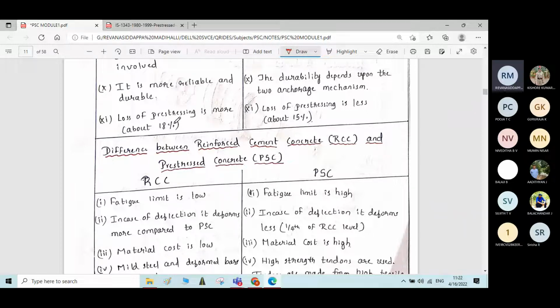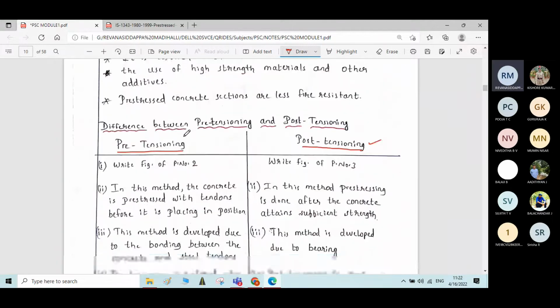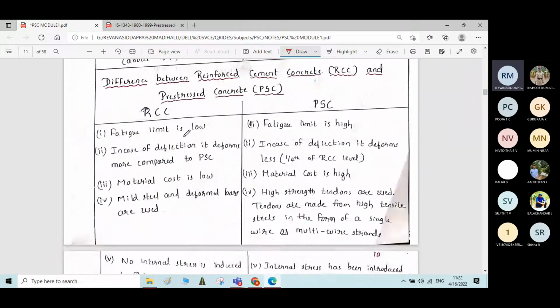When you compare loss of pre-stresses, the loss in case of pre-tensioning is a little higher than the loss in case of the post-tensioned element. It is about 18% for the pre-tensioned element, and about 15% for the post-tensioned element. These are all the major differences between pre-tensioning and post-tensioning.